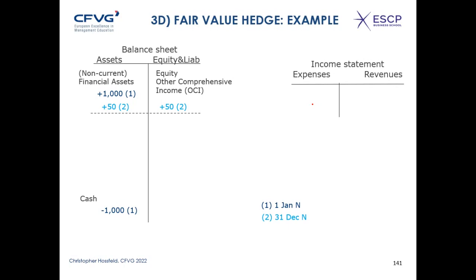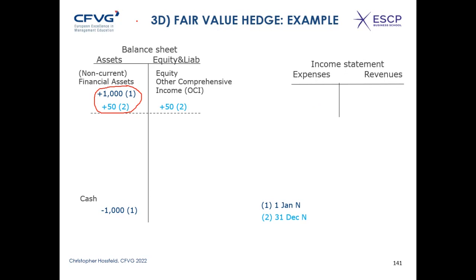In year n+1, what happens? Well, here we made a gain on our investment. And now I'm afraid that in n+1 or later, the interest rates may increase. And of course, if interest rates increase, the bond prices will fall. So that means I may lose this profit again. And therefore, to assure that I keep the 50, I engage in n+1 in a hedging relationship.